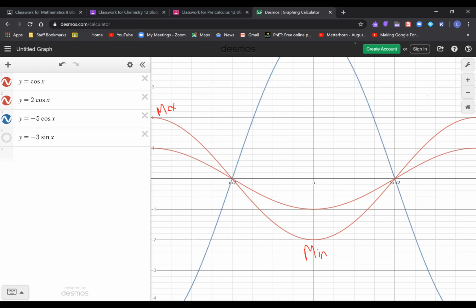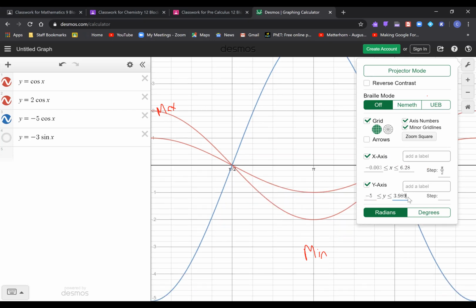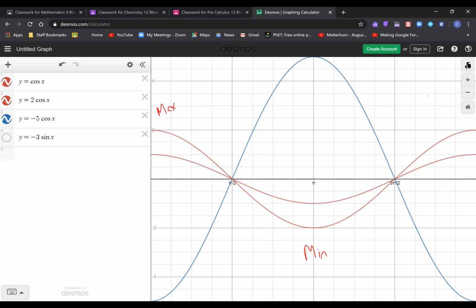It's actually beyond the range of what I can see here, so I could change my range. Maybe go from -5 to 5, and then close that feature down. And I can definitely see that the amplitude is 5 now, but the graph has been flipped. So let's go back to our OneNote here and make some notes on that then, okay?